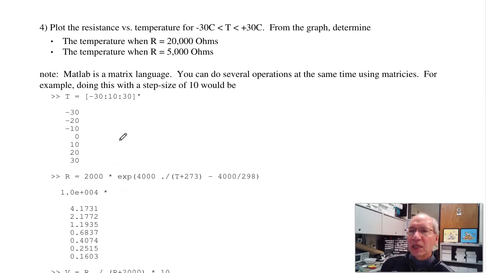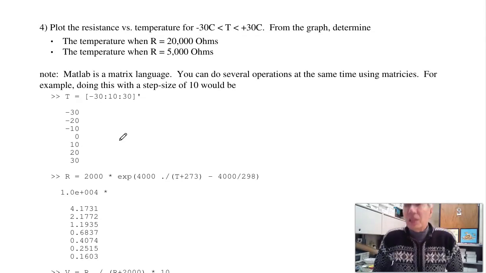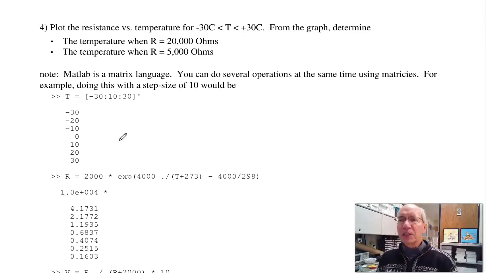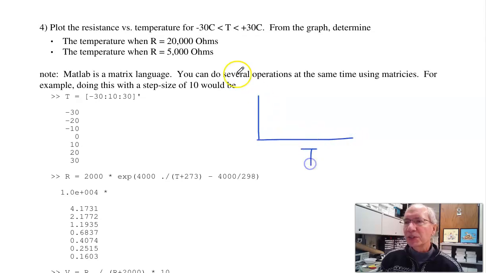Problem 4 is using Matlab as a graphing calculator. I can solve this problem given temperature. Find the temperature when the resistance is 20K or 5K. To do that, I'm going to plot. As temperature goes from minus 30 to plus 30, what's R?